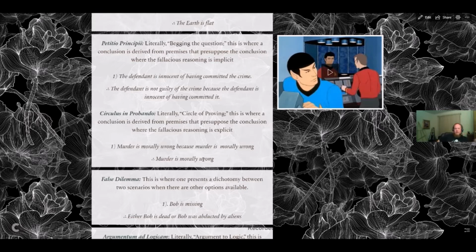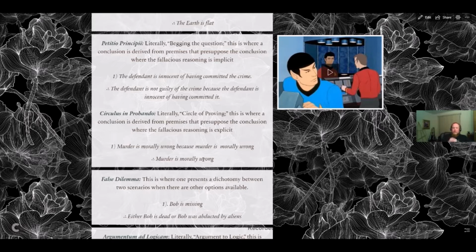But that's what I'm doing. I'm arguing in a circle. I haven't said anything new. I haven't proven anything. I've just said two different things. That's begging the question. We use the phrase begging the question to mean it makes us think about asking this question. That's something that we say, but that's not the fallacy.